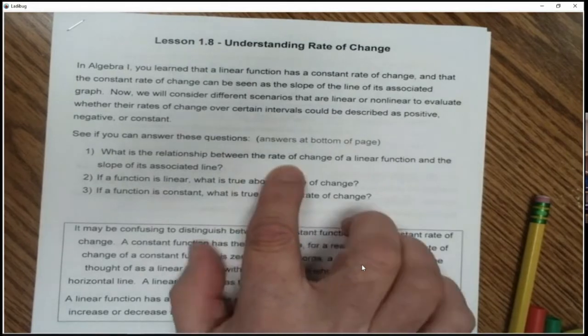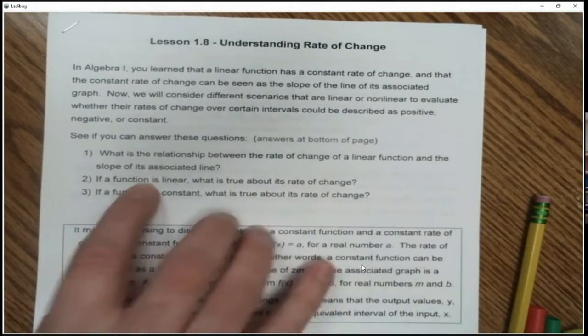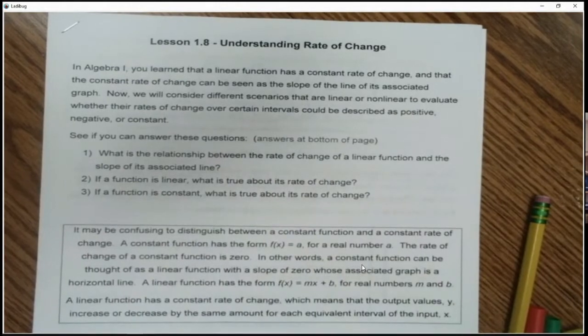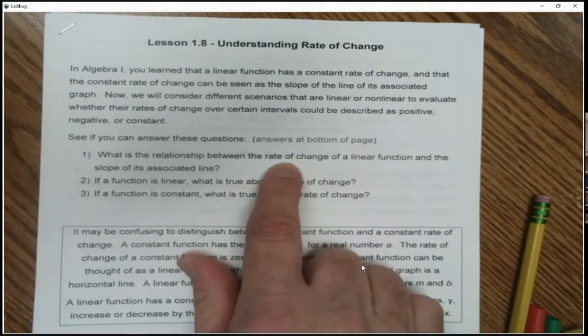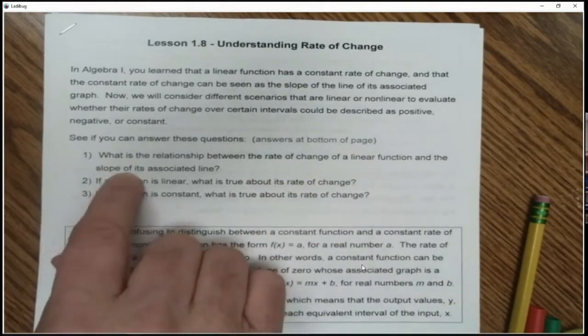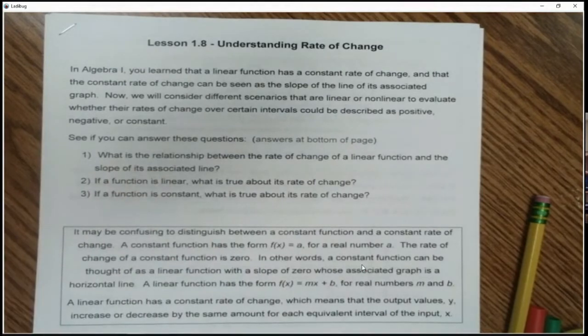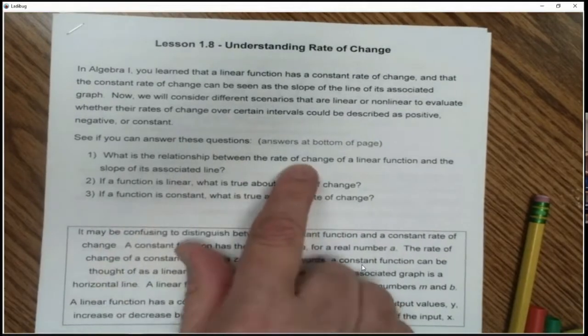how does the rate of change of that function relate to the slope of its line on the graph? Any thoughts on that? If you have a linear function and we're talking about the rate of change, how does that compare to the slope when we graph that function? A lot of thinking going on. It's the same thing. The rate of change is the same thing as the slope on a graph.